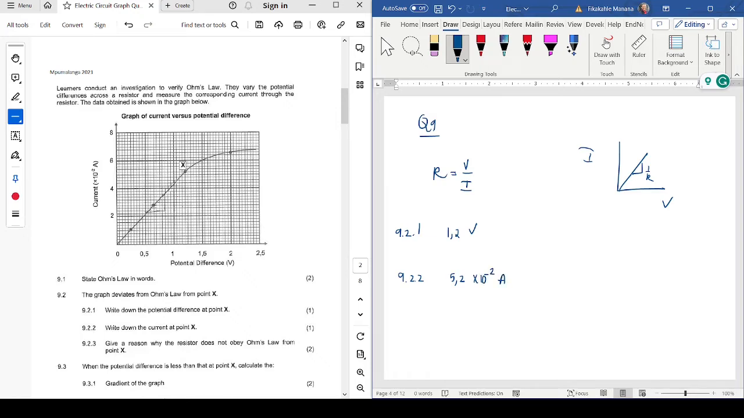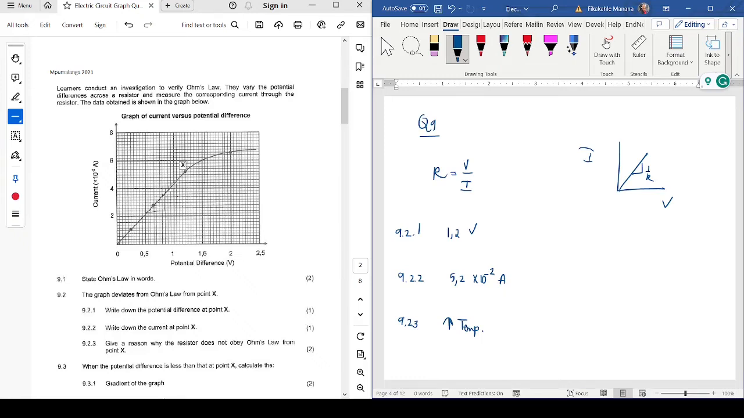Okay, that's the current. And then 9.2.3 says, give a reason why the resistor does not obey Ohm's law from point X. What could have happened at that point in time? I would say one of the reasons would be the temperature has increased. If the temperature increases, that affects the resistance. So at the beginning, we had a constant temperature, and all of a sudden now, the temperature is just increasing over the last portion.